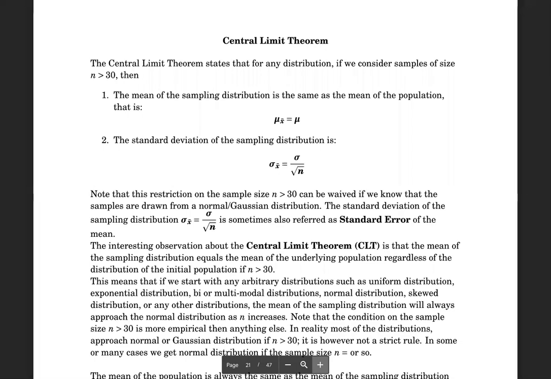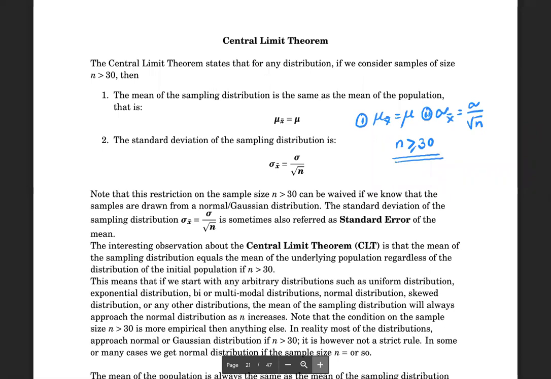The first conclusion is that mu sub x bar is the same as mu, and the second conclusion is that sigma sub x bar is the same as sigma divided by the square root of the sample size. These conclusions hold true when your sample size n is greater than or equal to 30.